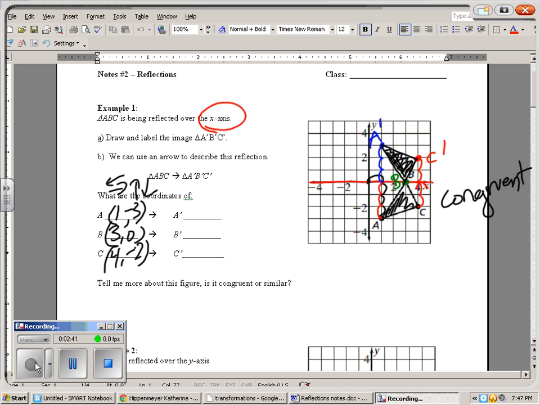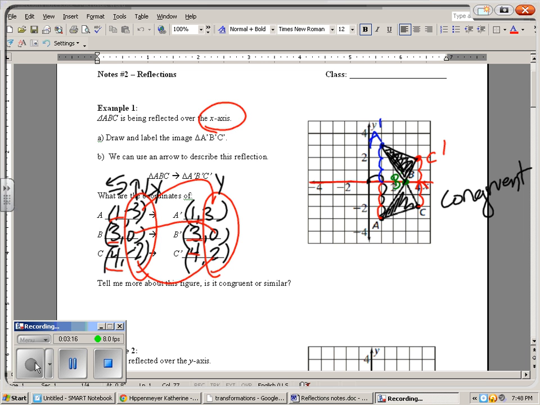Now A prime is 1, +3. B prime is still 3, 0. And then C prime is 4, +2. And I want you to just take in the pattern here. The 1, the 3, and the 4 stayed the same, but the -3 became a +3. The 0, well, 0 is neither positive nor negative, so there's no change there. And then -2 became a +2. And we flipped it over the x-axis, and you'll notice that what changed was those y values.